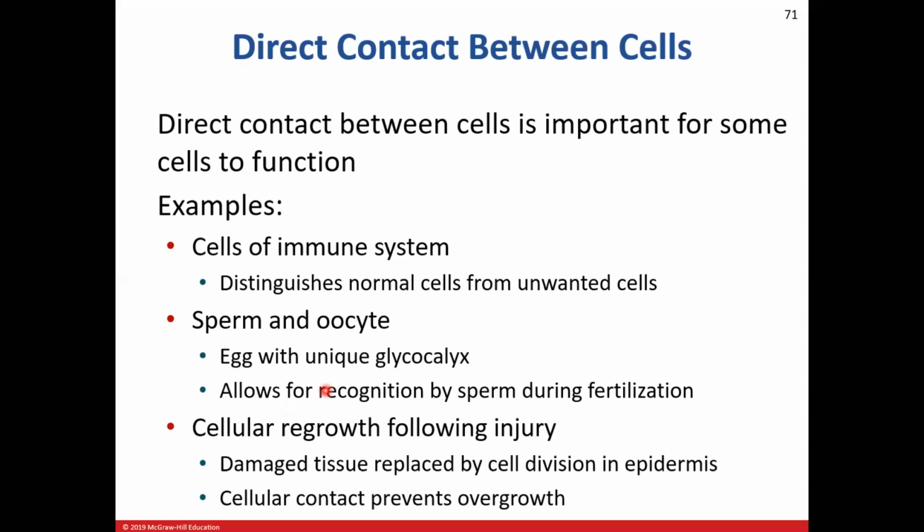We also need to be able to identify cells for cellular regrowth following injury. In this case, we're going to find that damaged tissue is replaced by cell division in the epidermis. So damaged tissue is cleaned out. We also have cellular contact as cells are identified to help prevent overgrowth, so that once cells basically fill in the area that they're supposed to, they don't continue to grow. So again, that's why we have this importance of direct contact between cellular tissues.